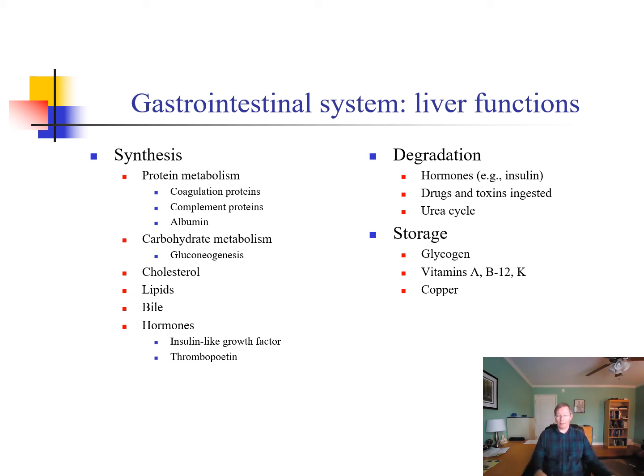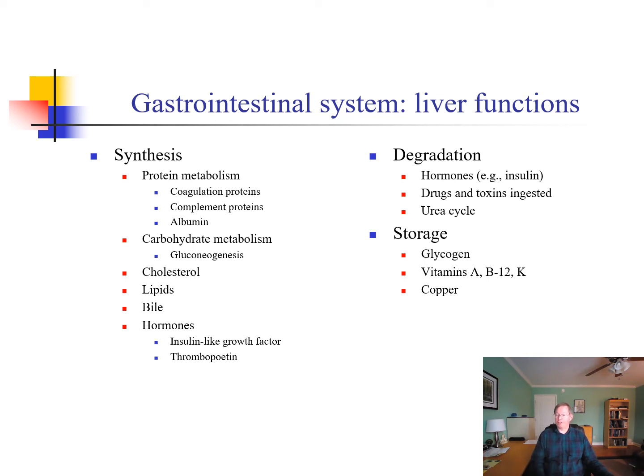I make cholesterol in the liver. In fact, much of the cholesterol that you have in your body is not what you ingest, but in fact what you make in the liver. I also make lipids and bile. Bile, remember, being that emulsifying agent that is going to help, much like a detergent, in emulsifying my lipids. And then I make hormones. In particular, I want you to remember that insulin-like growth factor, which is one of the things that we will talk about in the endocrinology section, is made in the liver, as well as thrombopoietin, the hormone that stimulates the production of platelets.